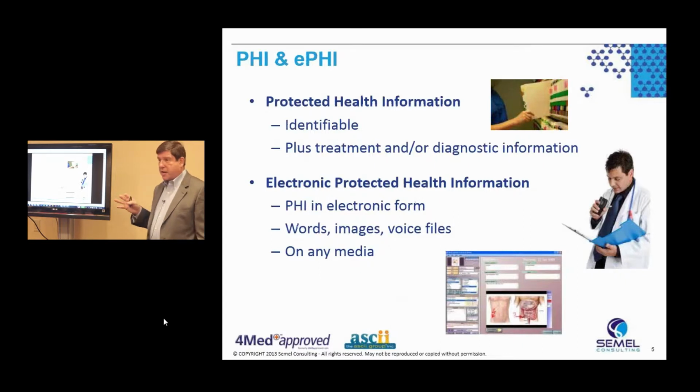So we have PHI and ePHI. Protected health information has to be identifiable. We think of a name, obviously, and then their treatment or diagnostic information. It could be a phone number that could be linked back to you, a driver's license number, a social security number, some sort of identifier that can be linked back to the individual and also has some sort of treatment or diagnostic information.